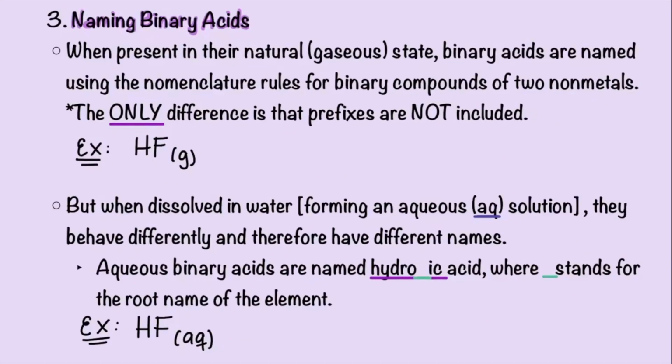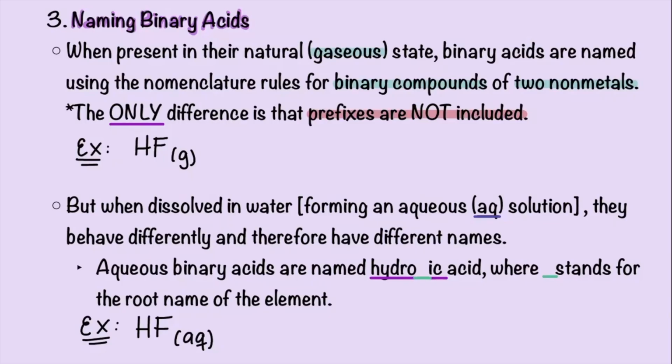So first things first, binary acids in their natural gaseous state are named using the same rules we used for naming binary compounds made up of two nonmetals. The only difference? We do not use prefixes here. So no mono, no di, no tri, no tetra for indicating the number of atoms present in a compound. We don't use any of those for this rule. And let me show you an example.